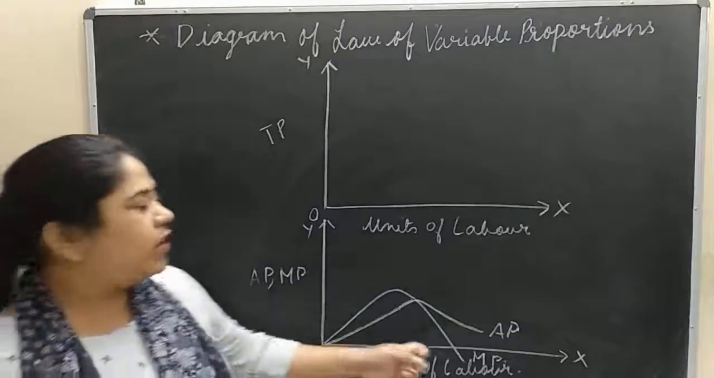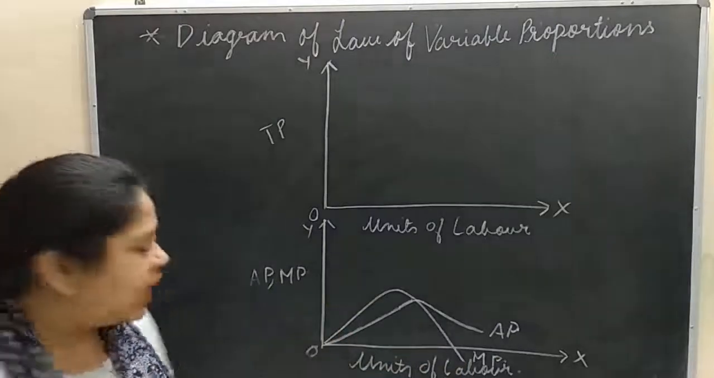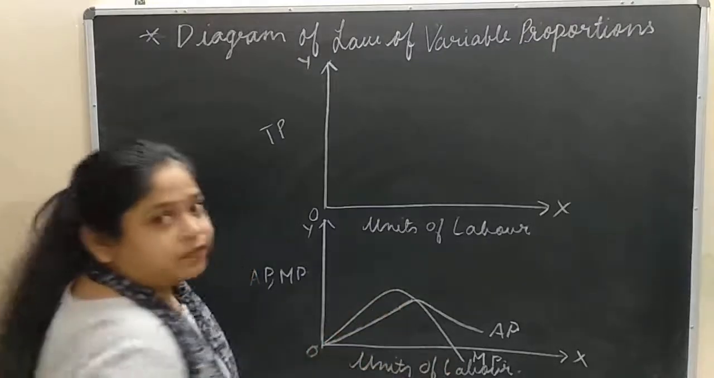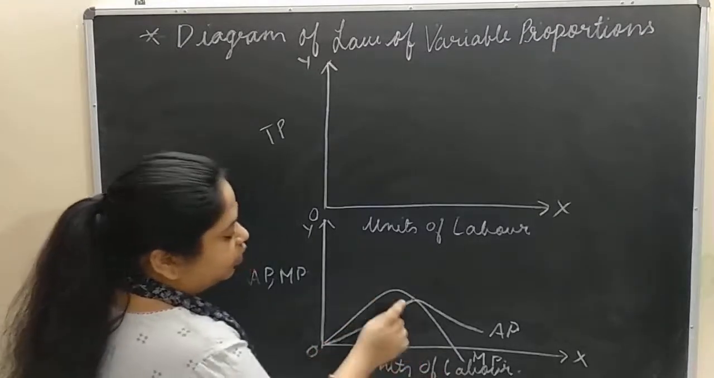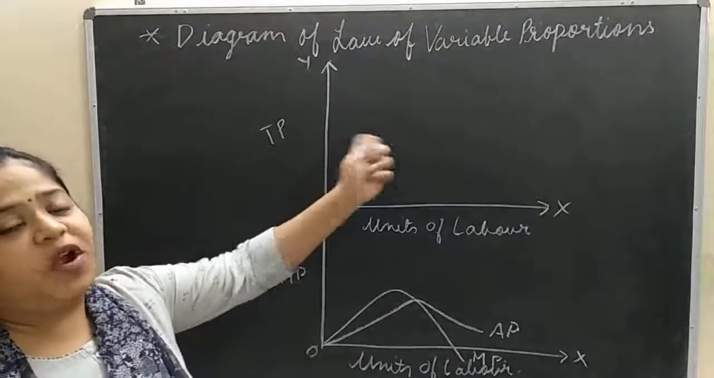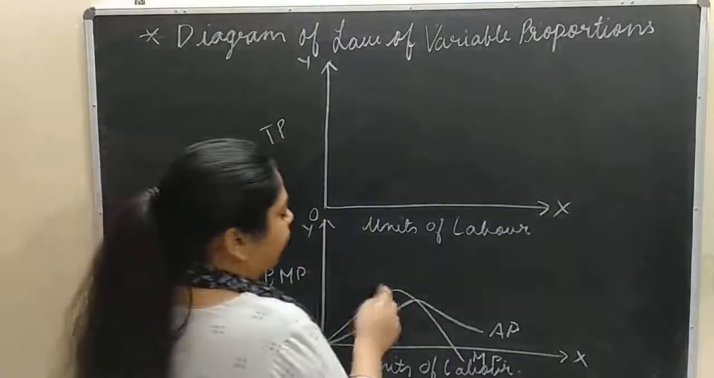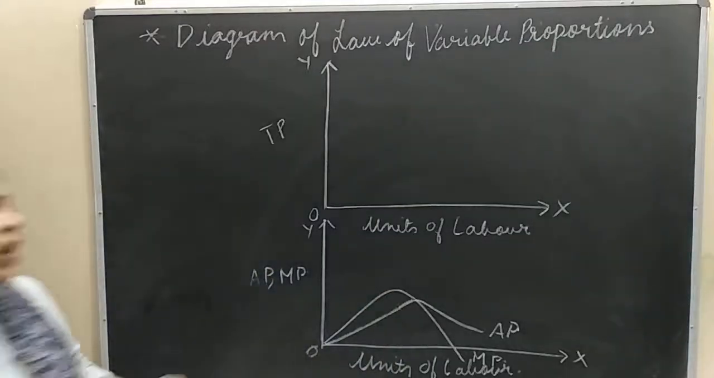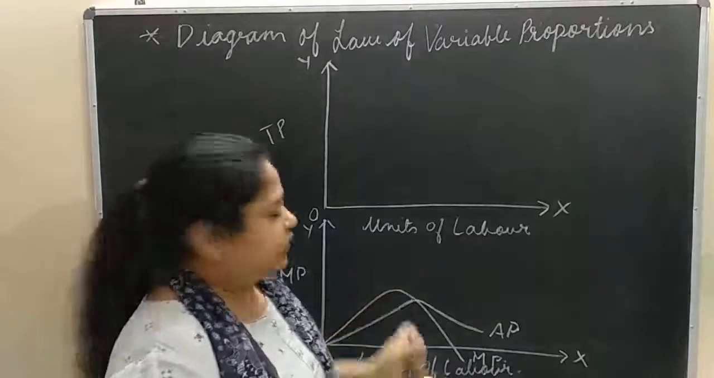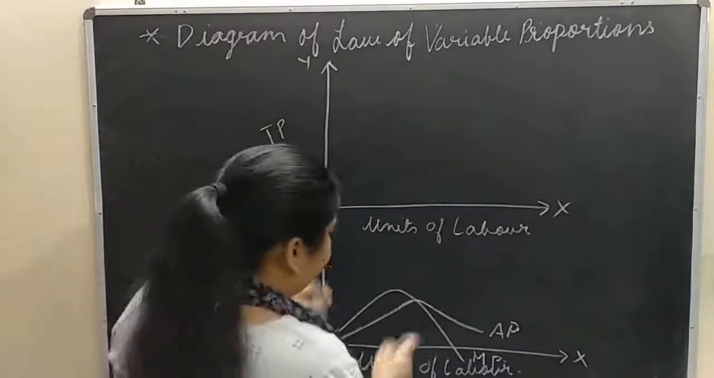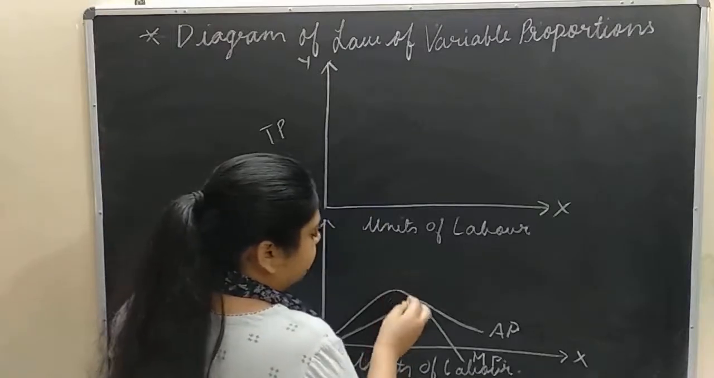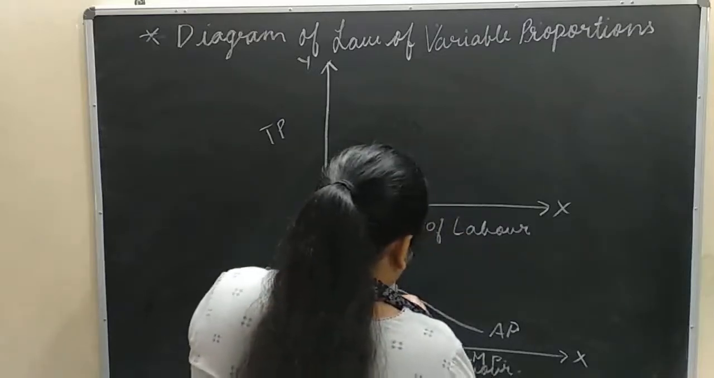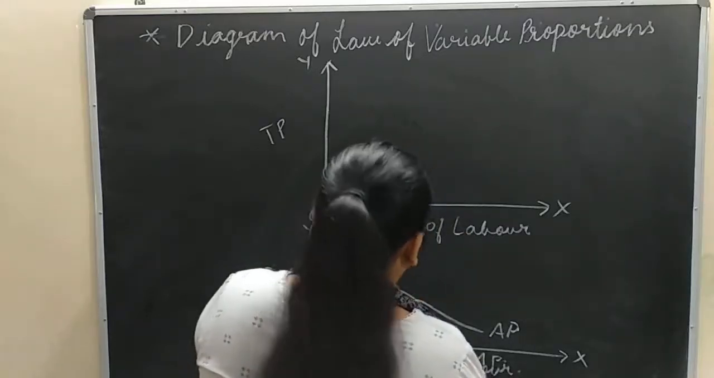Now how are we going to plot the TP curve on the basis of the MP curve? This is my MP curve, and on the basis of it I am going to plot the TP curve. Check how. With a dotted line, I will measure the highest point of MP. This is the highest point of MP. I'll take the dotted line below and also above.